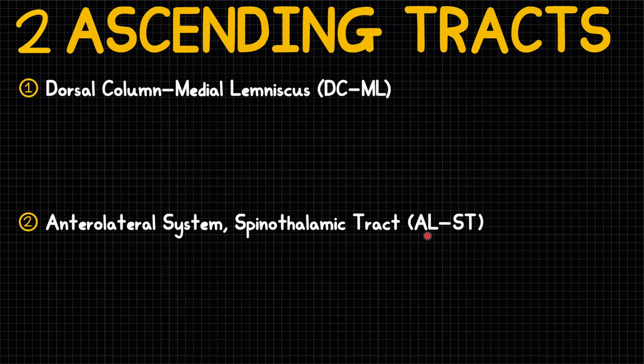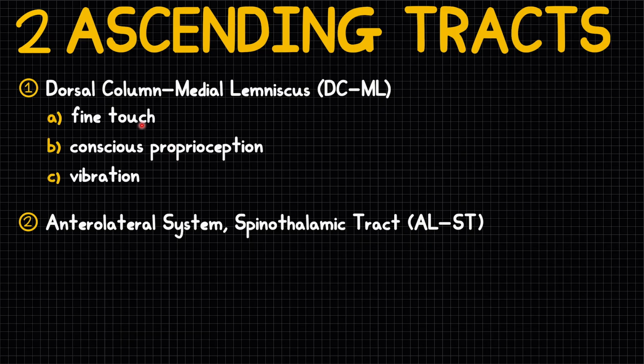So, what are the types of somatosensation that each of these pathways mediate? Well, the DCML pathway will mediate three types of somatosensation. The first one is called fine touch. Sometimes you'll see this being called discriminative touch. An example of fine touch or discriminative touch is touching sandpaper and being able to feel those individual granules within your fingertips. That's fine touch or discriminative touch.